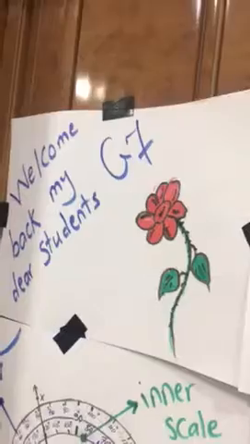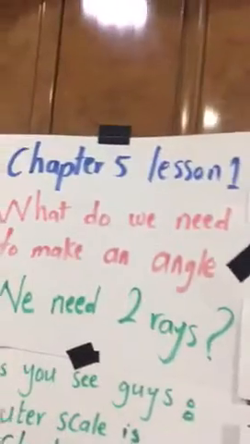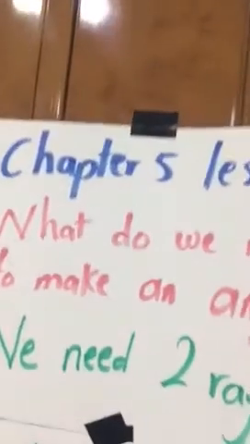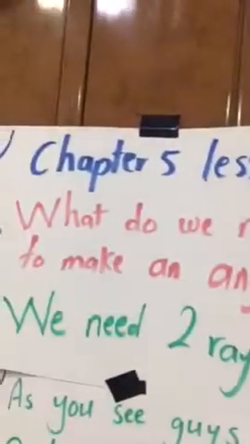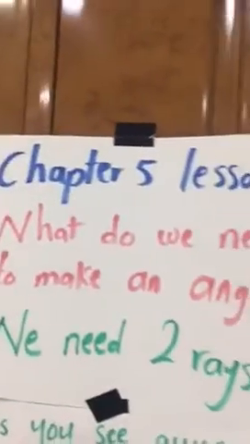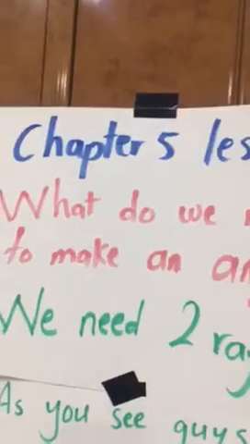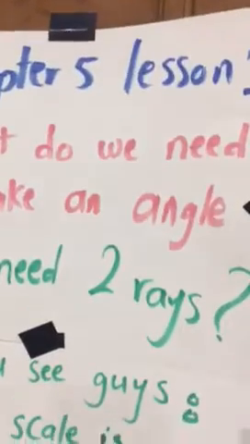So, guys, before we stopped, we were in chapter 5, lesson 1, and we have to ask, what do we need to make an angle? Okay, this is a good question. What do we need to make an angle? To make or draw any angle, we need two rays.